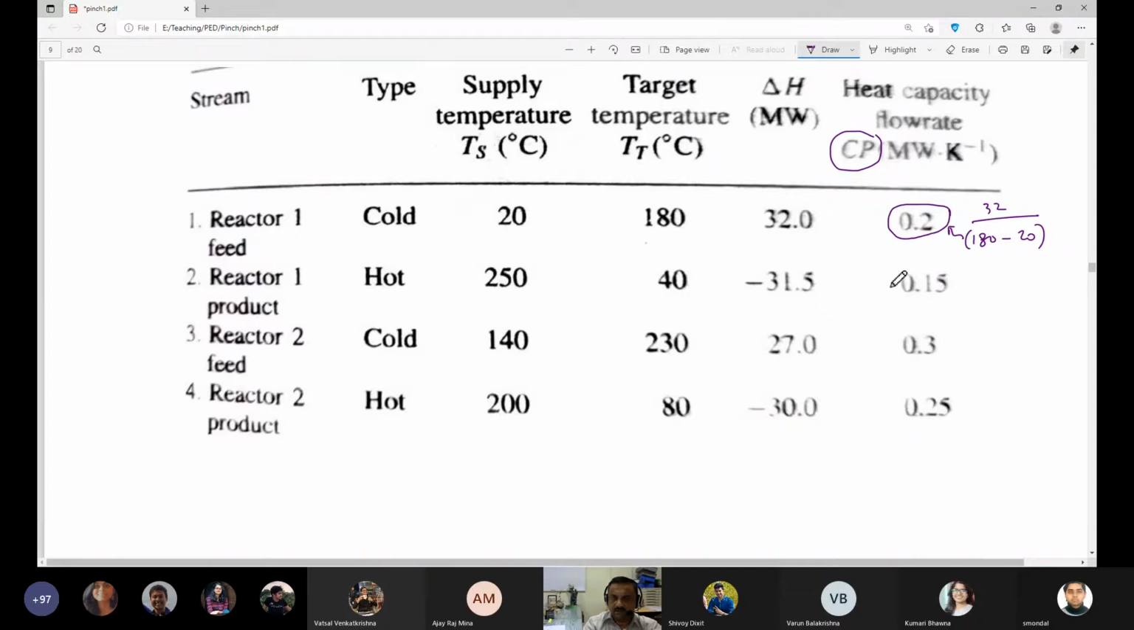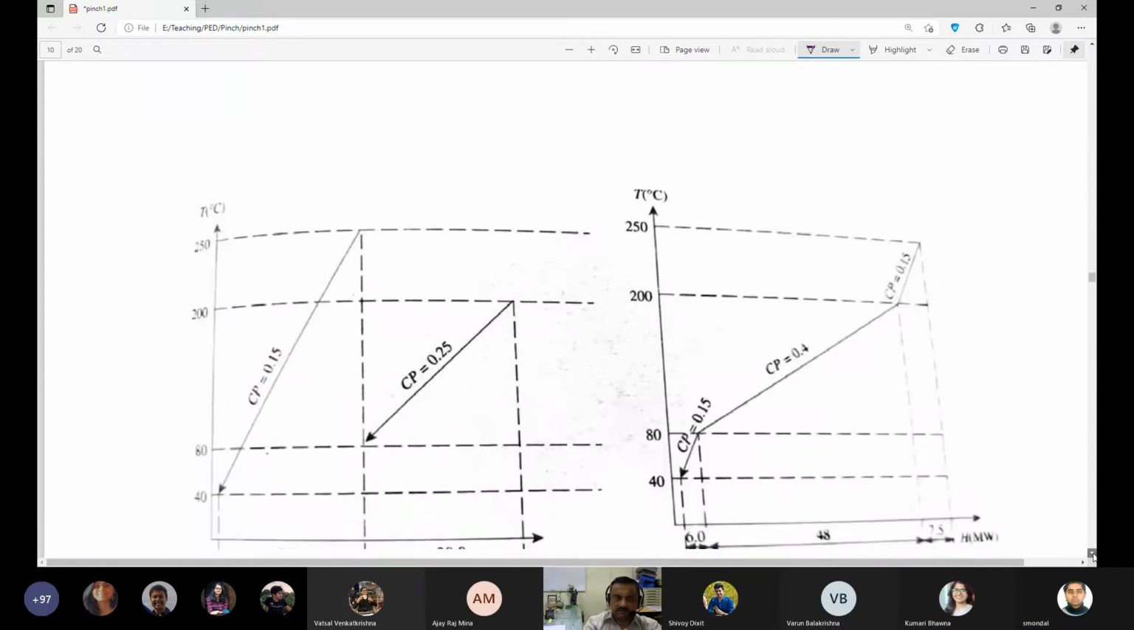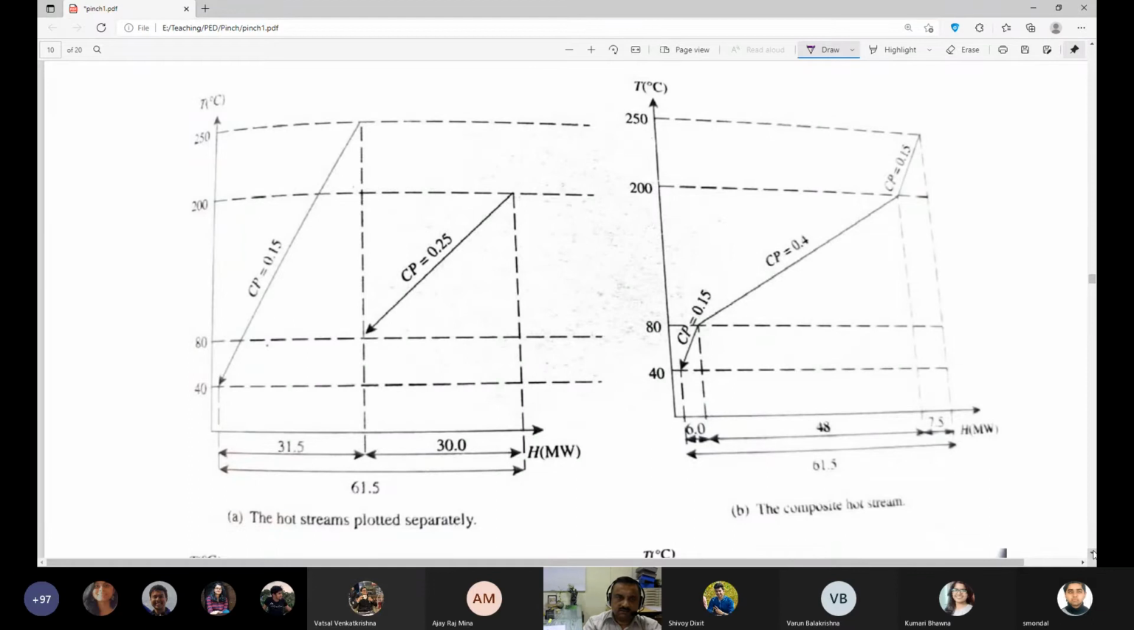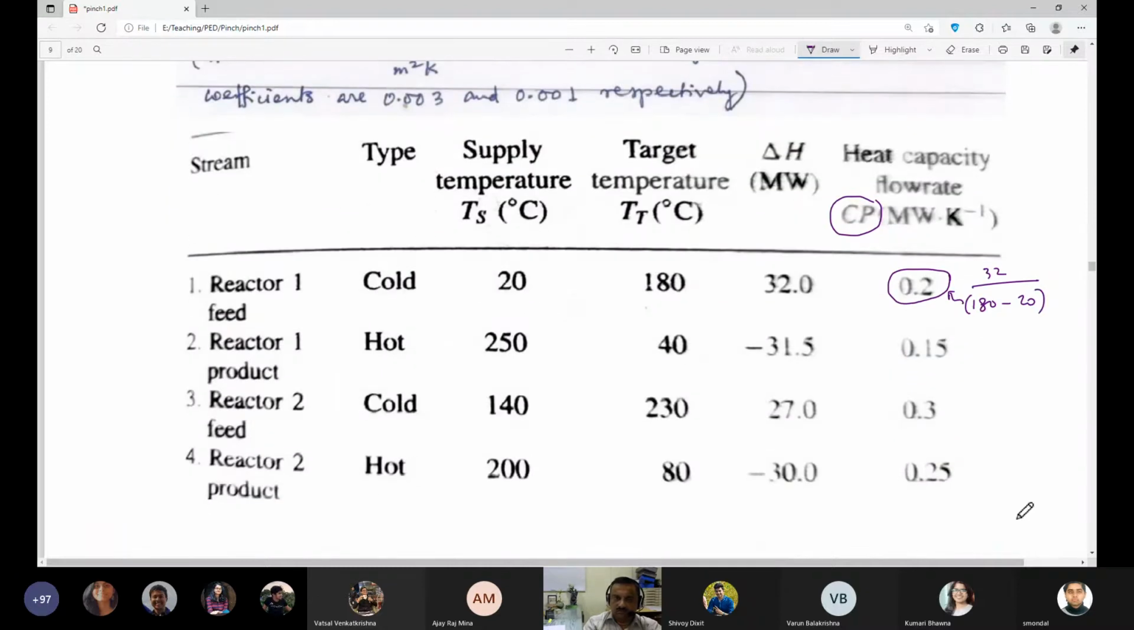This will determine what slope I will have for these curves. These are the lines that are drawn. You can see the change of temperature from 250 to 40, that is one hot stream, and the other hot stream is 200 to 80. So 250 to 40 and 200 to 80.